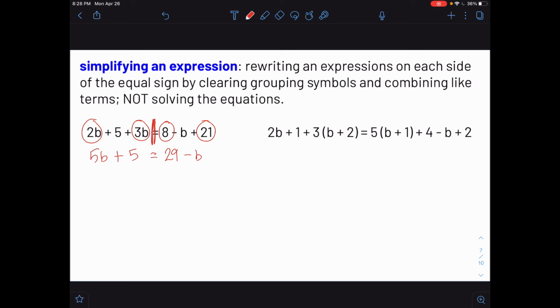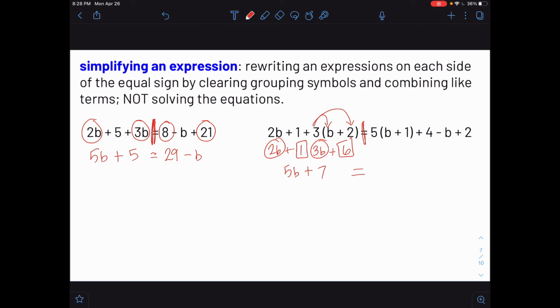Let me show you on this second one. This one's a little more complex because it's got that grouping symbol. So I need to distribute that 3 among both terms inside the parentheses. So I have 3b plus 6. And then I can just copy down the rest of the expression. So I have 2b and 3b, that would be 5b, and I have a 1 and a 6. Combined, that would be a 7.